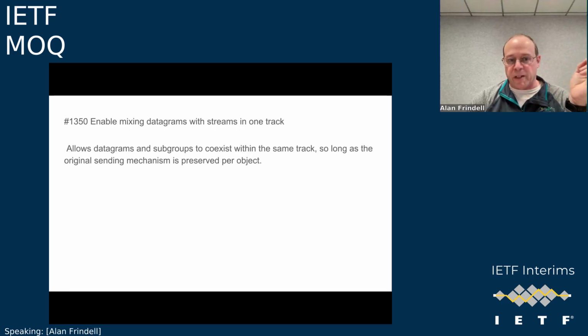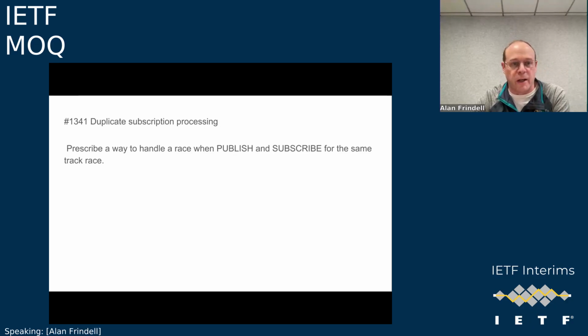One is enable mixing datagrams and streams in a single track, which is an object model change from something that has existed for a long time, but I think we talked about it maybe in Toronto and people were fine. So this PR is there. You can have subgroups and datagrams in the same track. It's fine. You just have to preserve the sending mechanism on a per object basis. So if it came as a datagram, you send it as a datagram. If it came as a subgroup, you send it as a subgroup, and you can't change it around. So that PR is up.